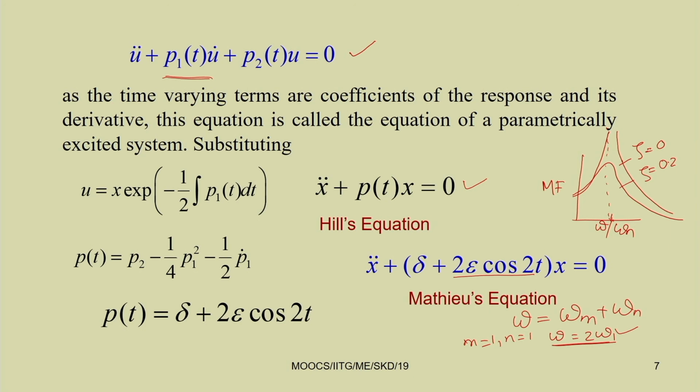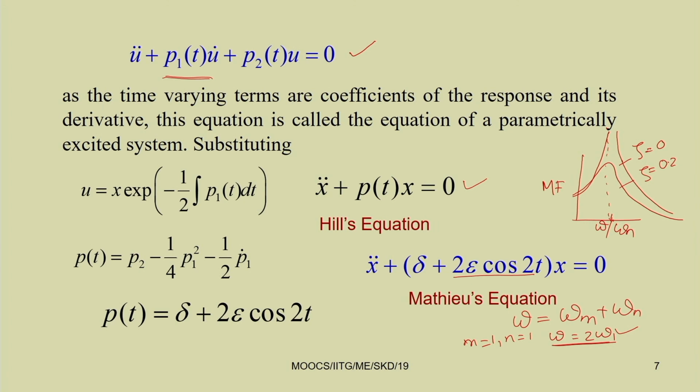We have taken m equal to 1, n equal to 1, that means we are taking the first mode. That means when the system is oscillating at its first mode, the resonance will occur when the external frequency is twice the natural frequency. If we consider twice the second natural frequency, it will be the principal parametric resonance of the second mode. Similarly, the principal parametric resonance of the third mode. That way we can write the principal parametric resonance.